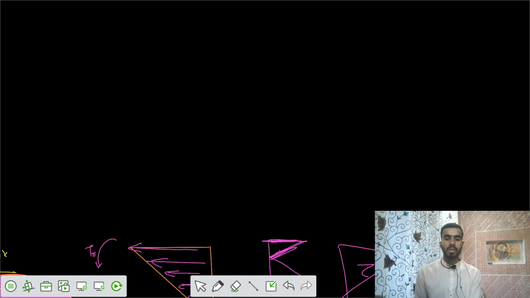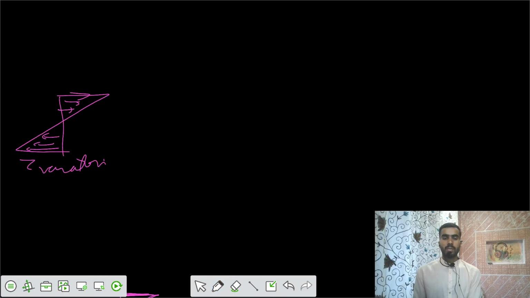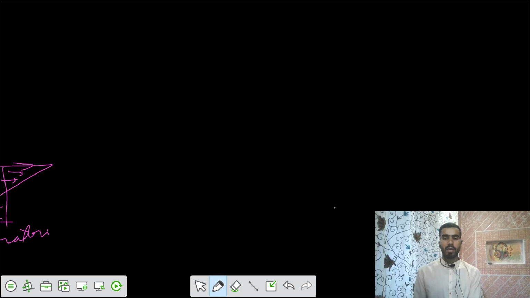Now, if the resisting torque was in the opposite direction, then this is the tau variation. Similarly, we have this equation, and this was the case for what is called the solid circular section.